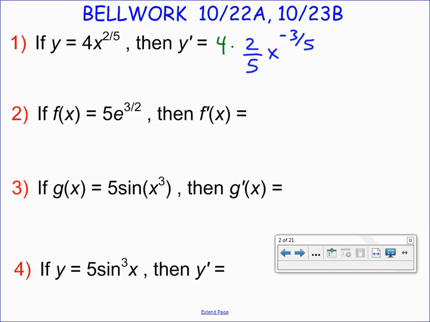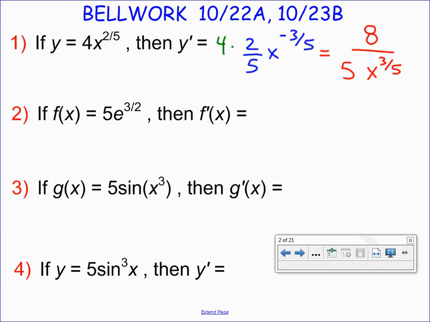And then we'll make this look a little bit prettier. We know that we could do the 4 times 2 is 8 on top. The 5 would go on the bottom. And we know that a power with a negative exponent doesn't mean a negative answer, it simply means reciprocal. And so I'd rewrite that x to the negative 3/5 as 1 over x to the positive 3/5.